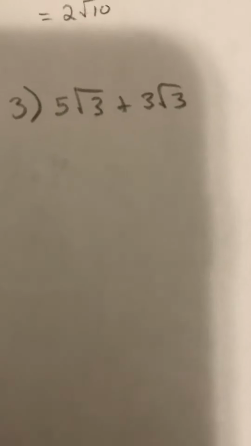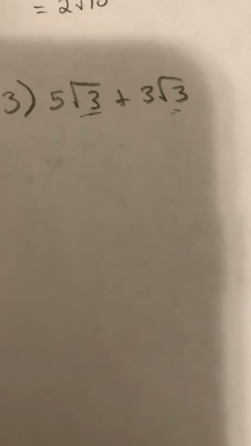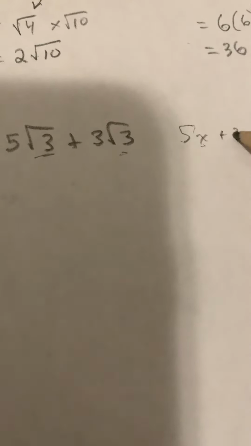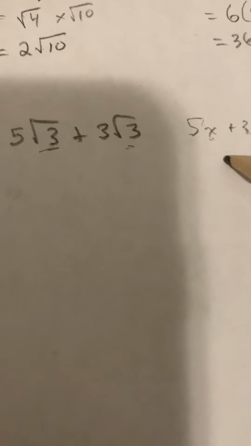Okay, so number 3 says add or subtract the following radicals. So we have 5 root 3 plus 3 root 3. Okay, so we could add radicals if the radicals are the same. Okay, so it's kind of like having 5x and 3x. Okay, so these are both x's, so we could add the coefficients in the front. So this would be 5 plus 3 is 8.